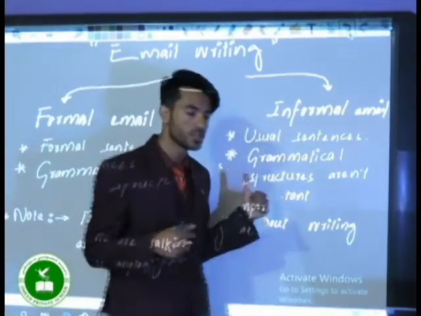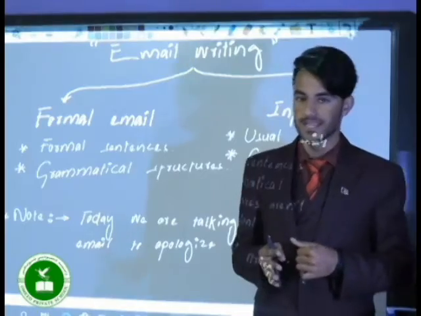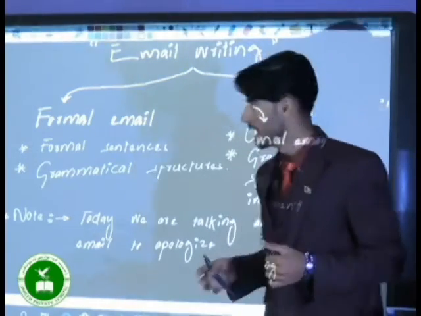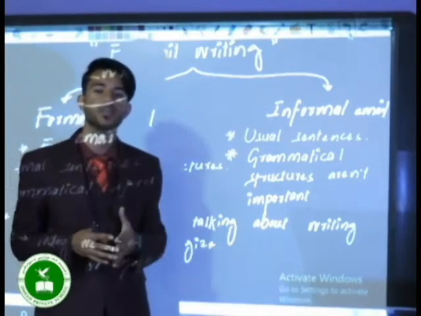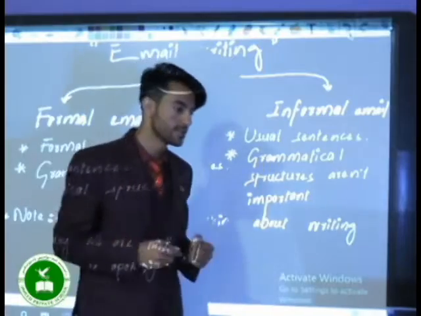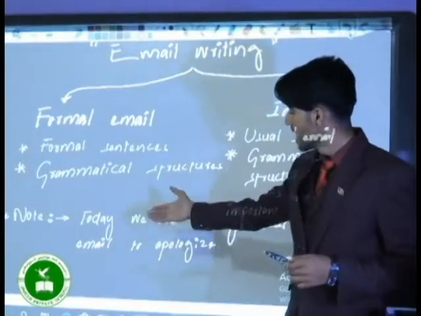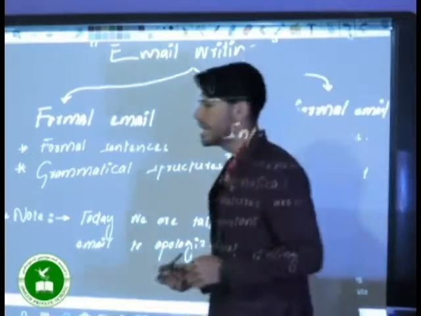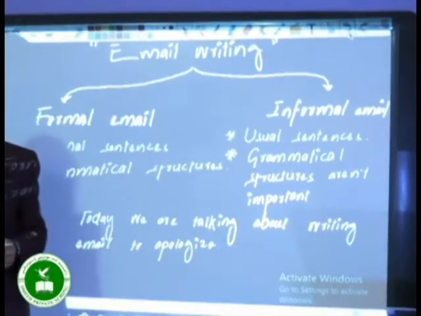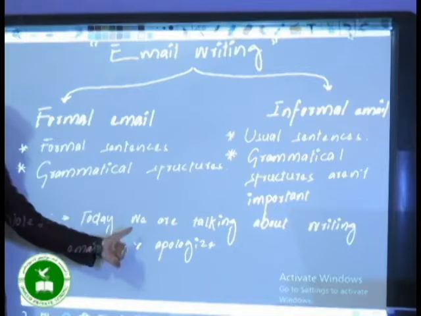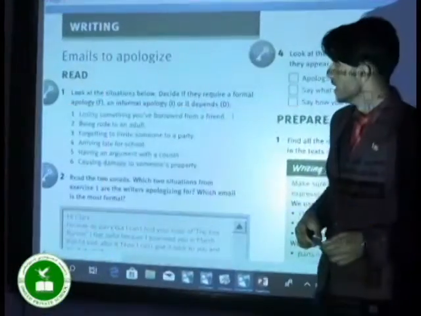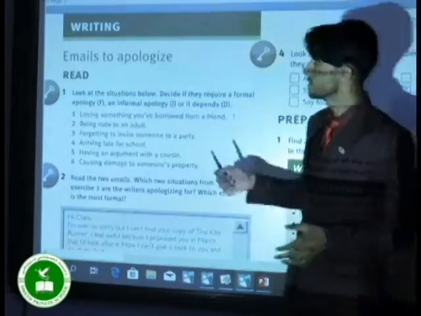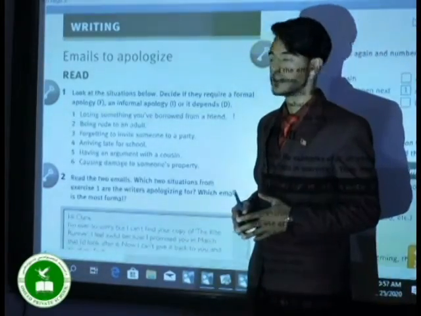In formal emails, what do you do? You write polite and formal sentences, grammatical forms, right? And in informal emails, you just write usual sentences. And of course, let's not forget that today we're talking about writing emails to apologize: how to apologize to someone, how to seek apology from someone. That's a very important point. Okay, let's get started.